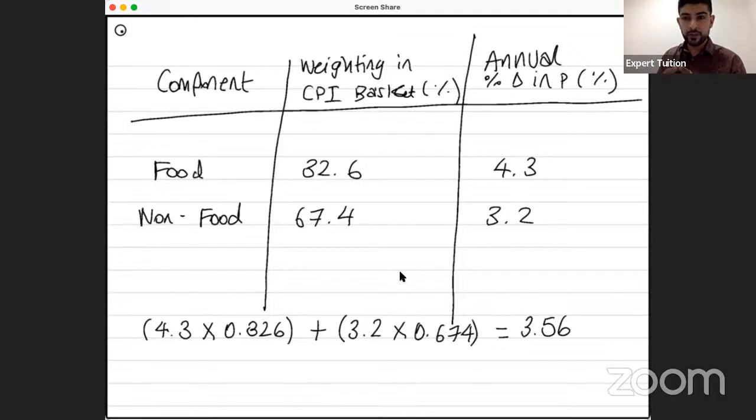And by the way, intuitively, that should make sense. Can I explain why? Because non-food has a bigger bearing on the overall inflation figure, can you see that my overall answer of 3.56 is closer to 3.2 than it is to 4.3? That makes sense because non-food has a higher bearing on the overall number compared to food. That's our starting point.